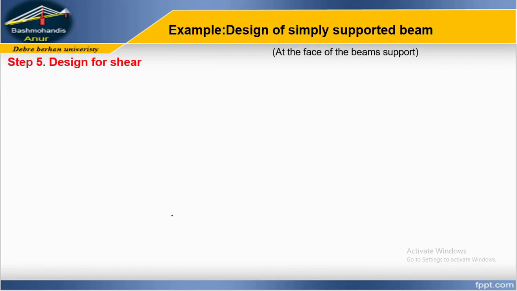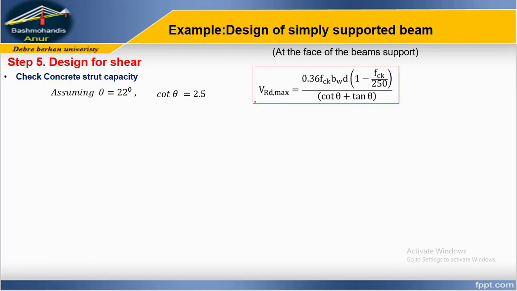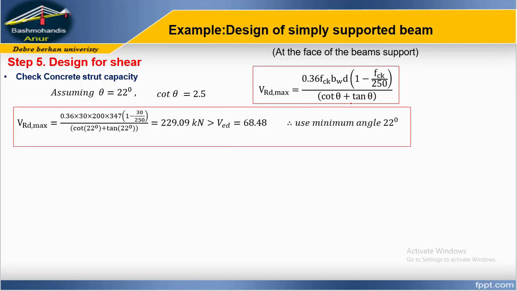Now, step five. Step five is design for shear, okay? Design for shear. Let us check the concrete strut capacity, okay? Assume theta equals 22 degrees. Therefore, the concrete strut capacity formula according to Eurocode 2 or Ethiopian Standard 2, okay? Substituting the values, we are assuming theta 22, okay?